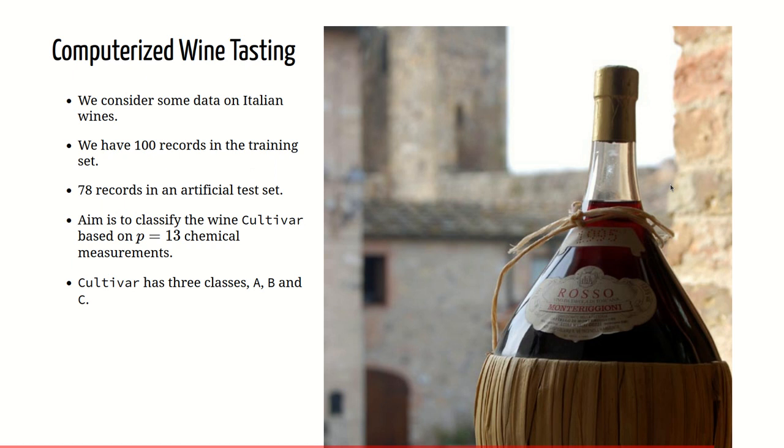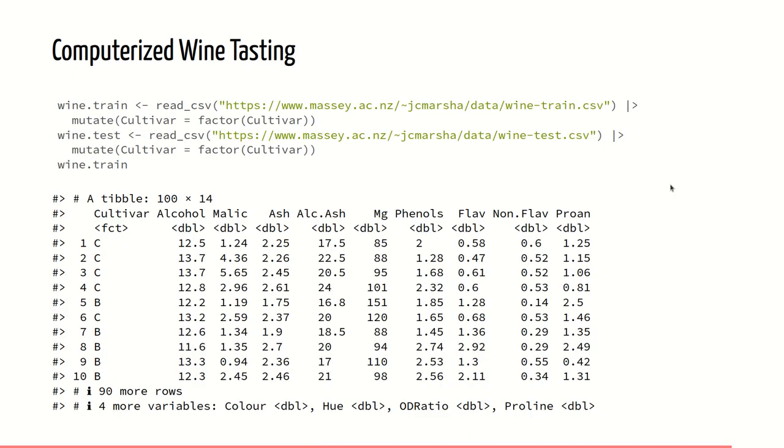As an example, we're going to look at some computerized wine tasting. We have some data on Italian wines. We have 100 records in the training set, 78 records in the artificial test set, and the aim is to classify the cultivar, which is a type of grape, based on 13 chemical measures. The cultivar has 3 classes: A, B, and C. So we're going to read our data in and convert the outcome variable cultivar to be a factor.